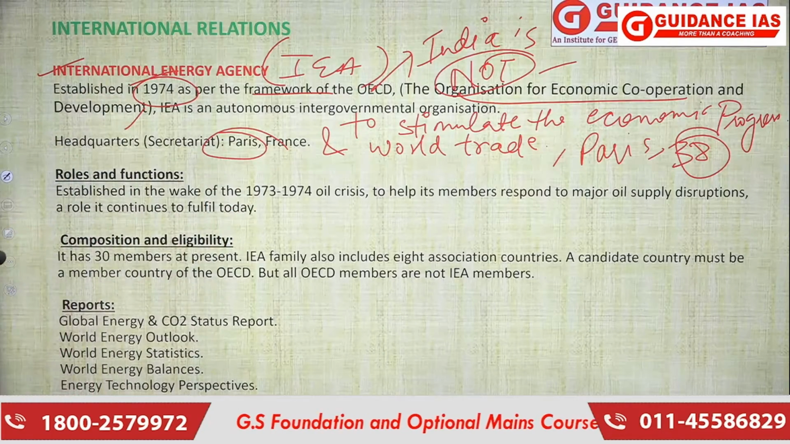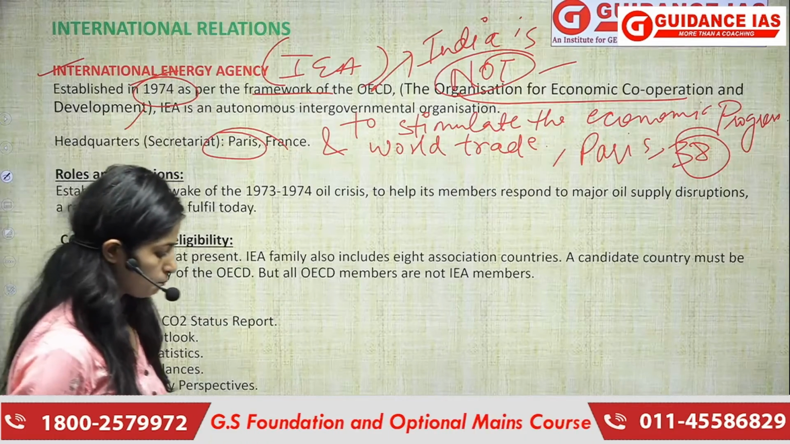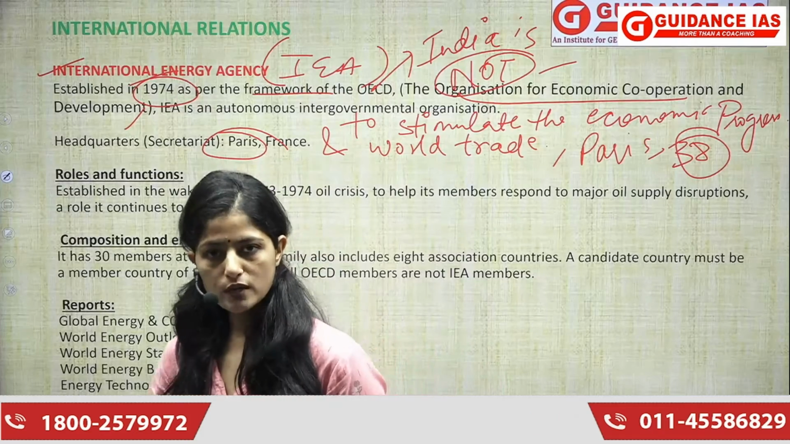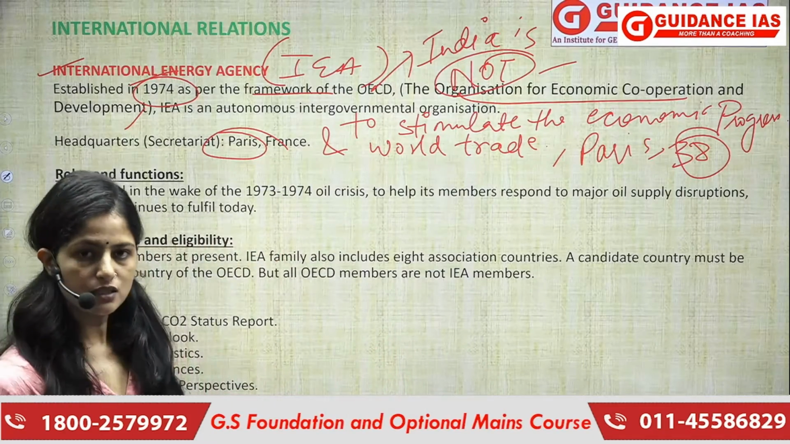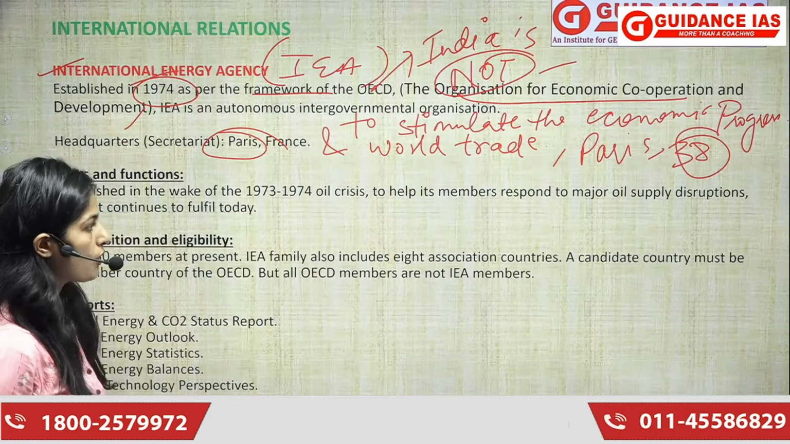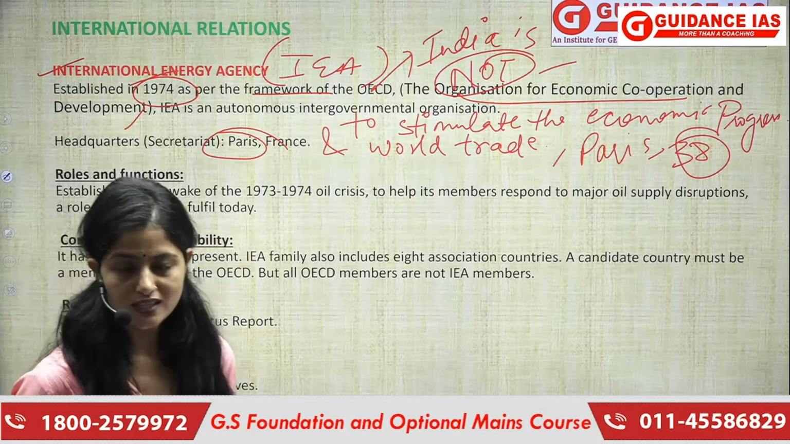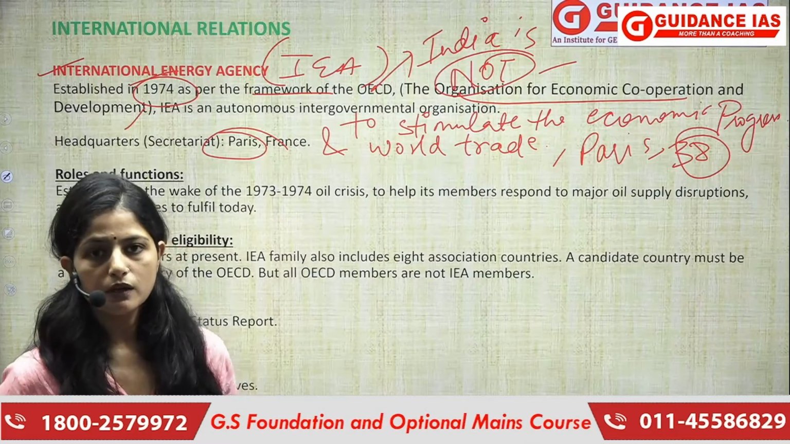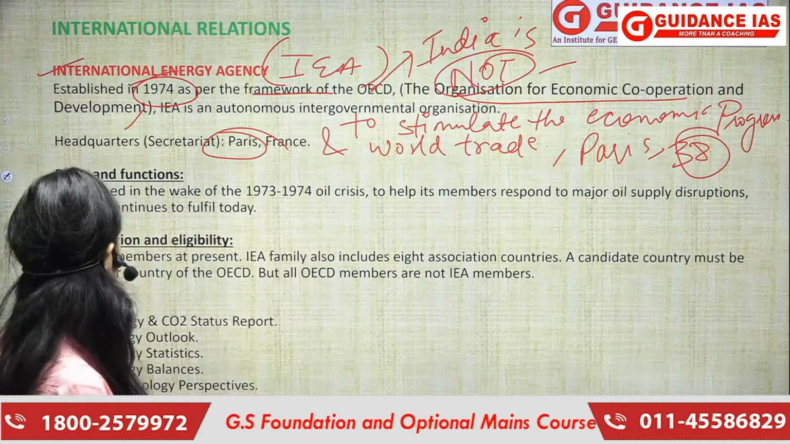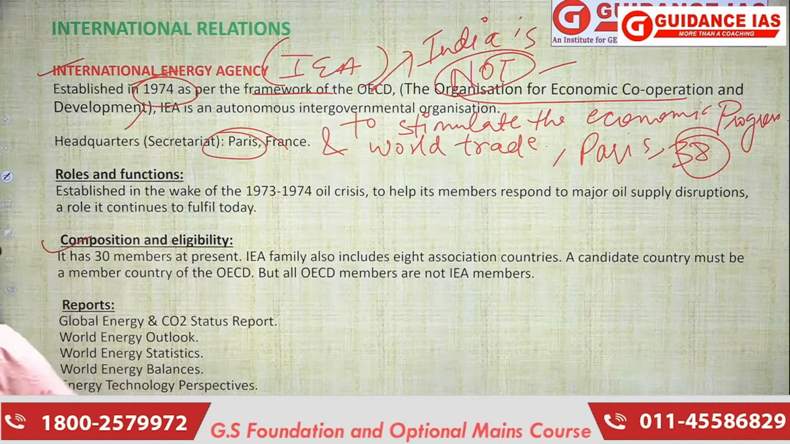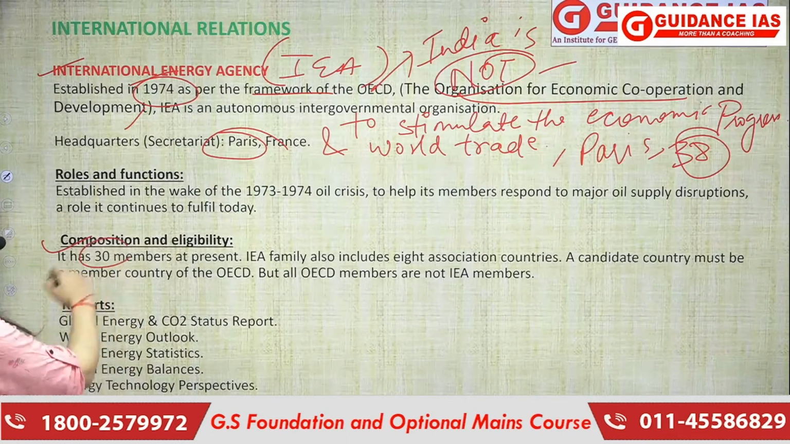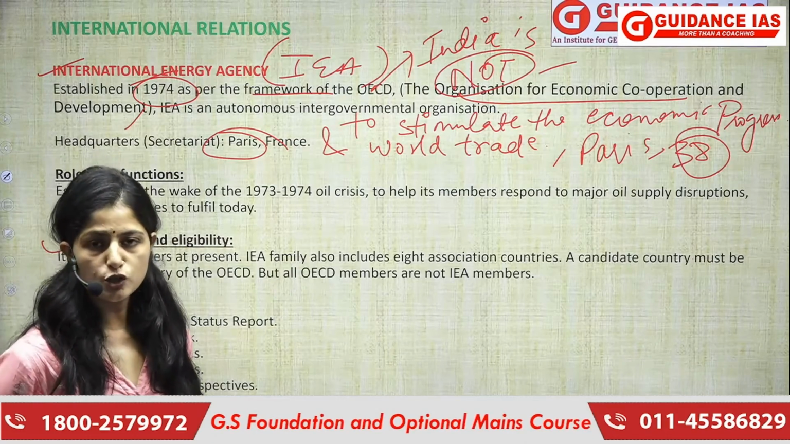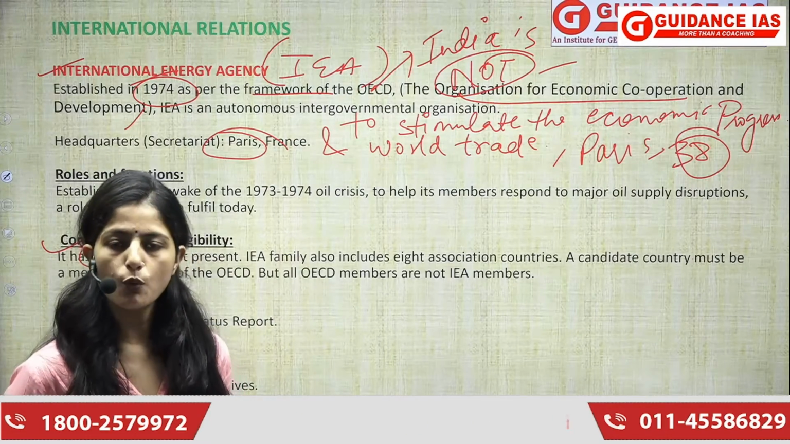And what are the roles and functions of it? So you all must be knowing about the oil crisis of 1973-74. To overcome that crisis, IEA got formed ताकि ऑयल्स की सप्लाई मेंबर कंट्रीज को अच्छे से करा सके, एनर्जी की सप्लाई बेसिकली करवा सके अपने मेंबर कंट्रीज को. उसी के लिए ये एजेंसी की फॉर्मेशन हुई थी. If you talk about the composition and eligibility, there are 30 members presently, right? And to be a part of IEA, one should be a member of the OECD.